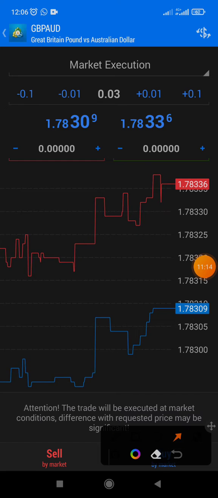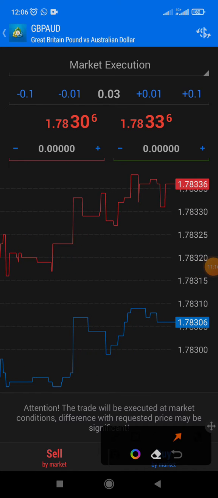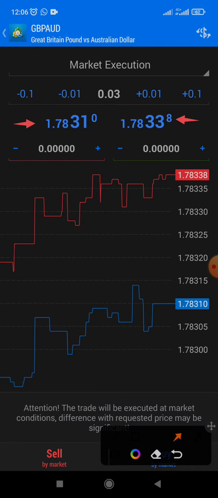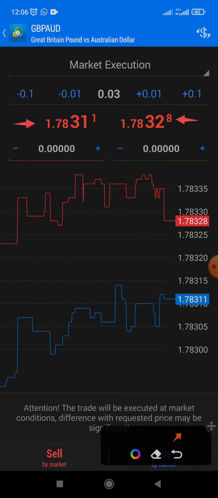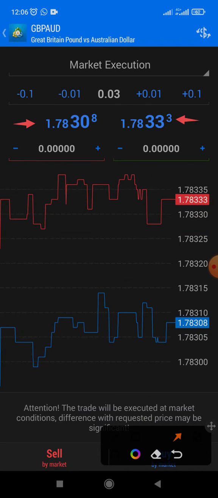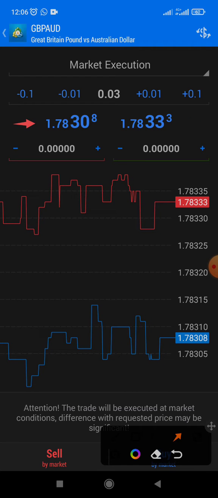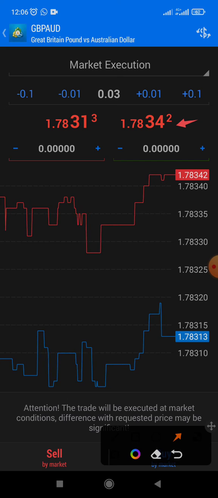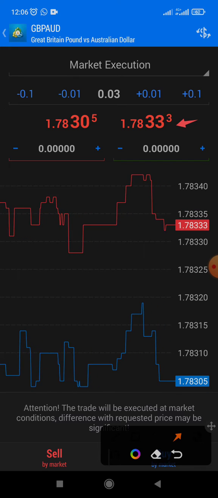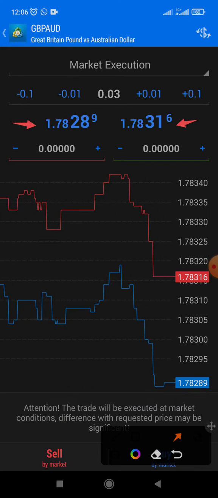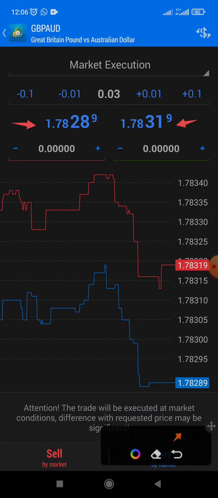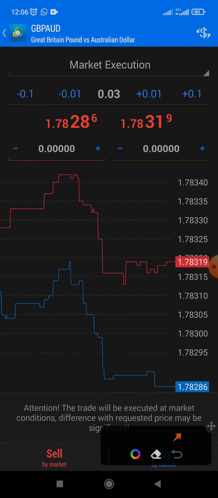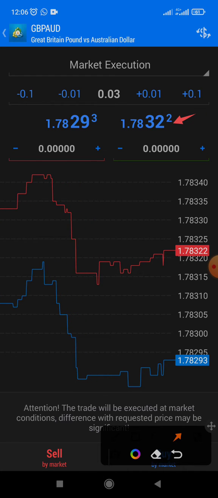After you are done with the lot size, we have the prices that are moving here. You can see that the prices are just changing. Those are the asking price and then the bidding price. So if you are going to be buying, you will be buying at this price on the right. If you are going to be selling, you'll be selling at this price on the left. So if you are going to buy GBP AUD, it means you are going to buy it at this price over here. Always the one on the right.